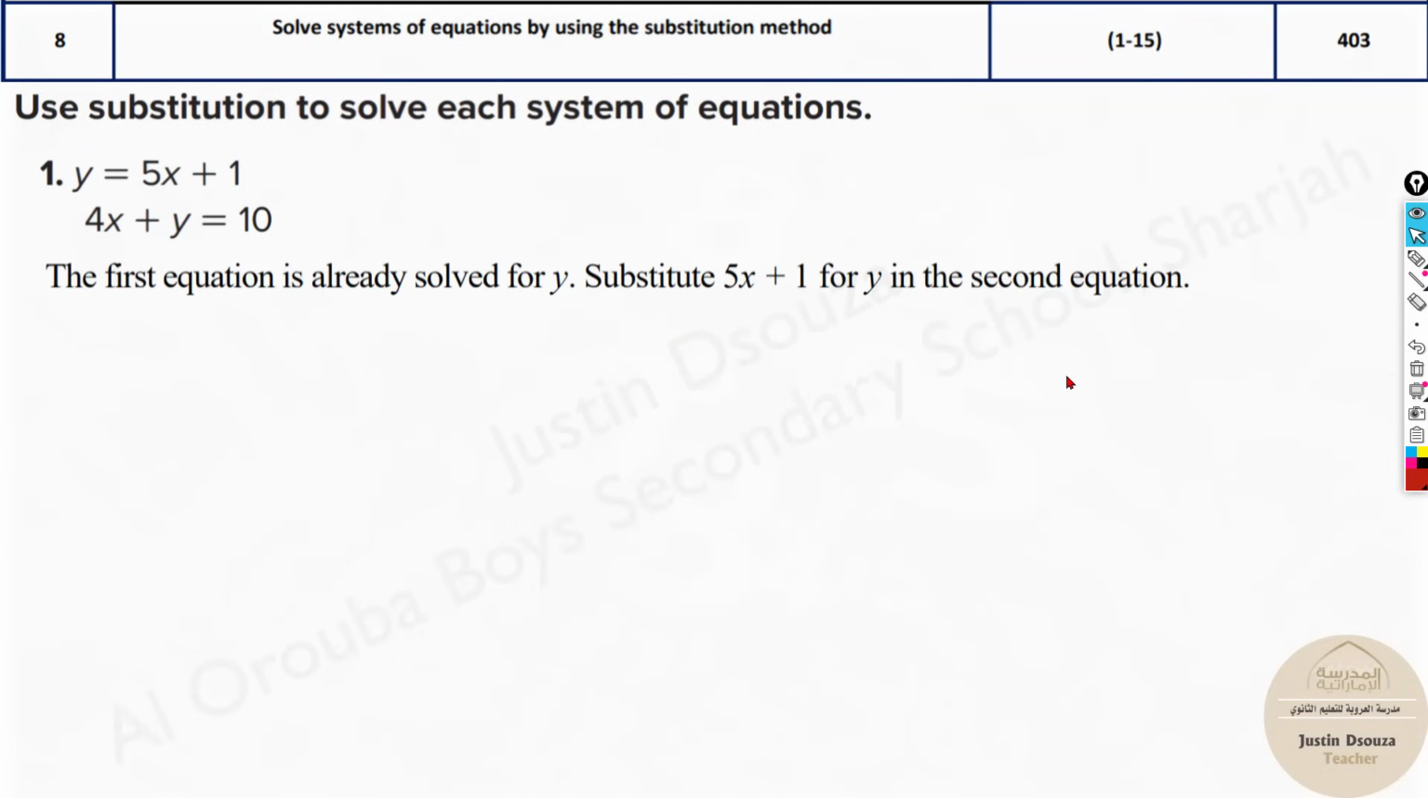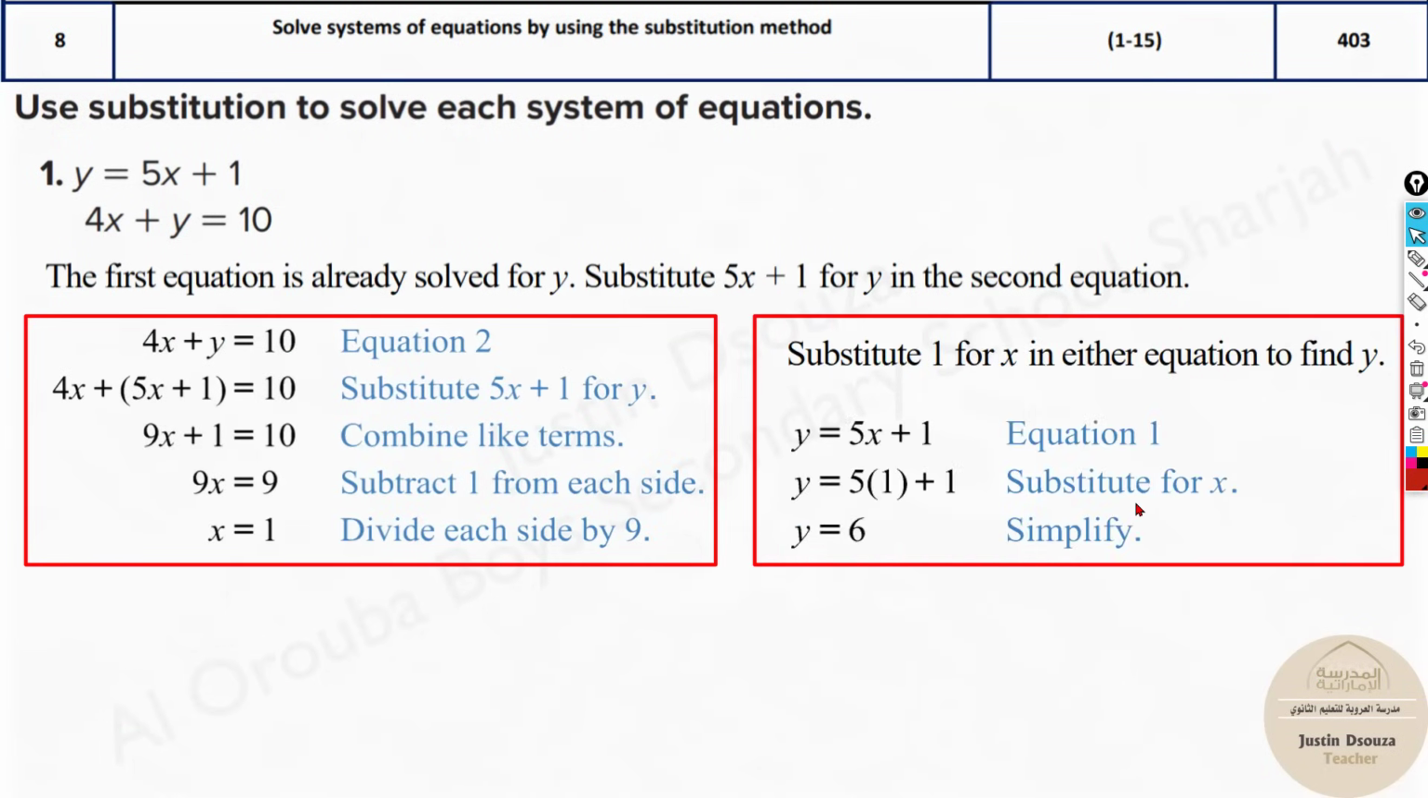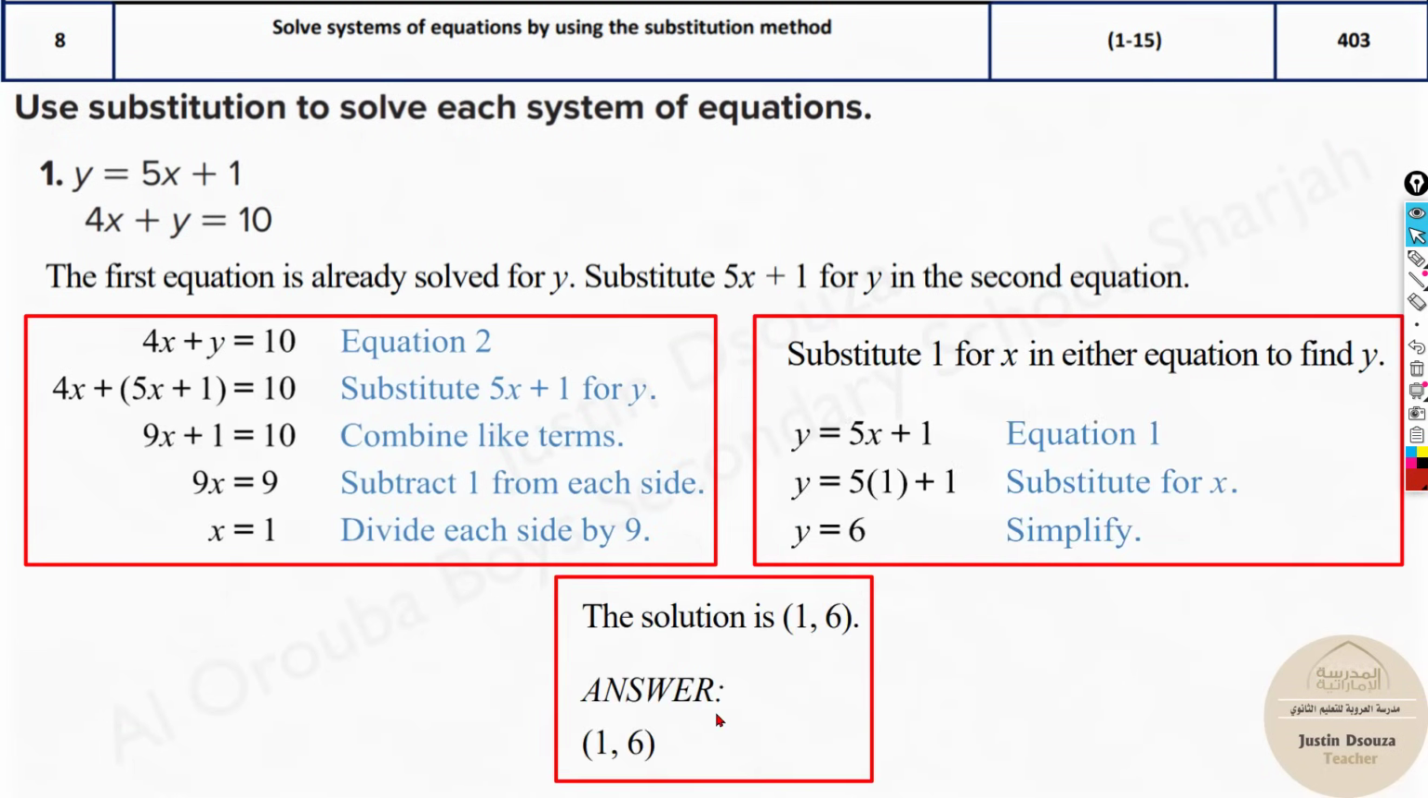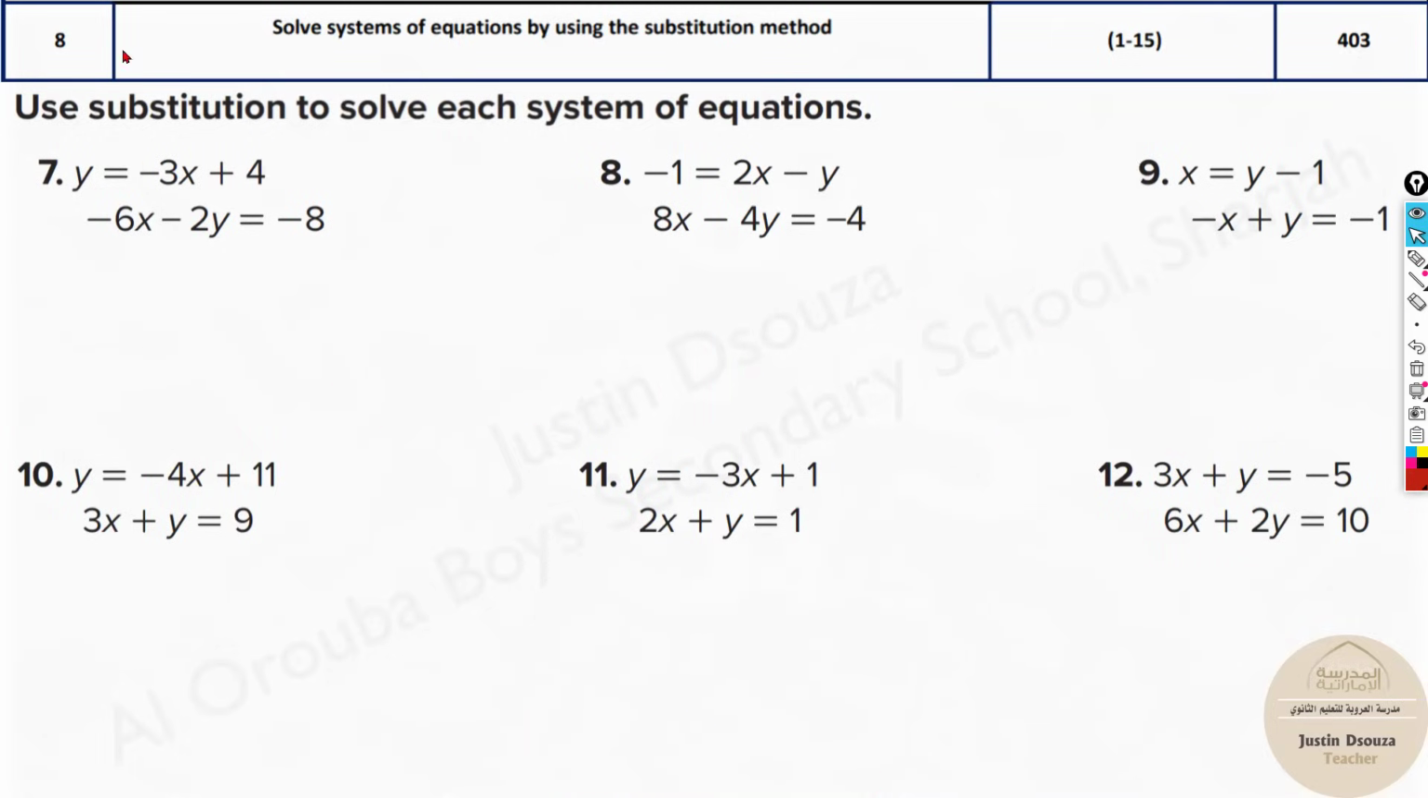Here a detailed method of a problem is given. You can do this as well. It is simple and then you'll get the answer. But I would suggest you the calculator method because it is question number 8. Now try these all and then continue watching the video.